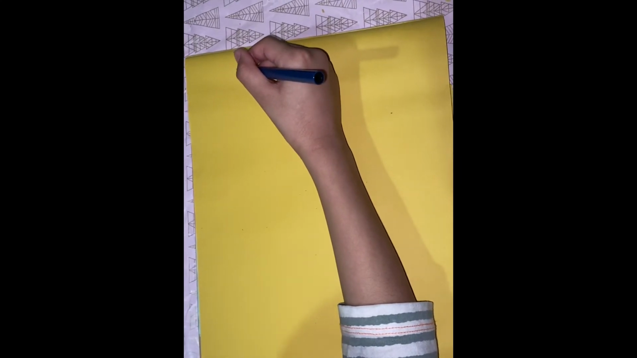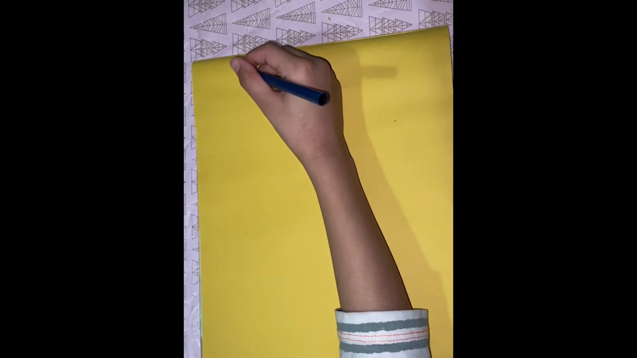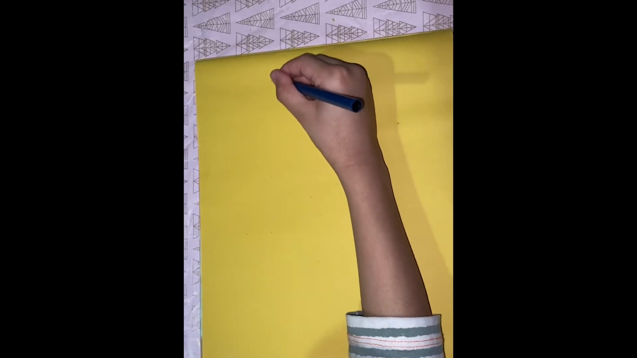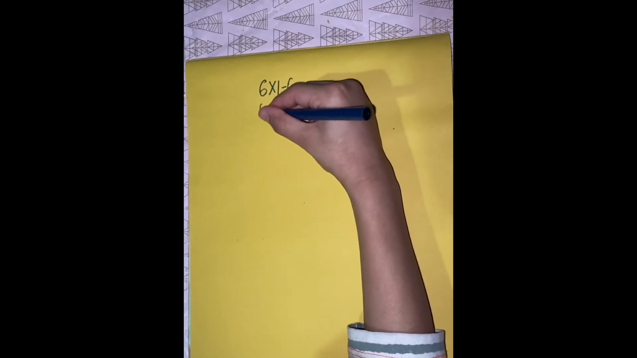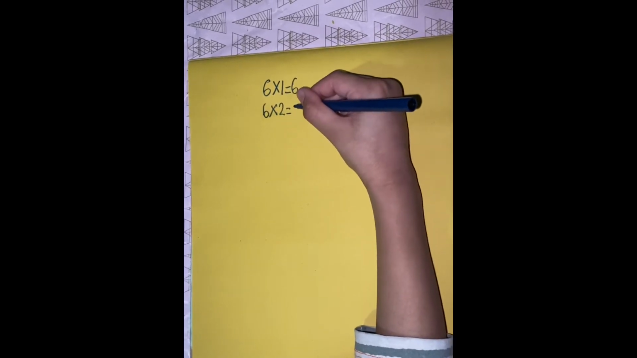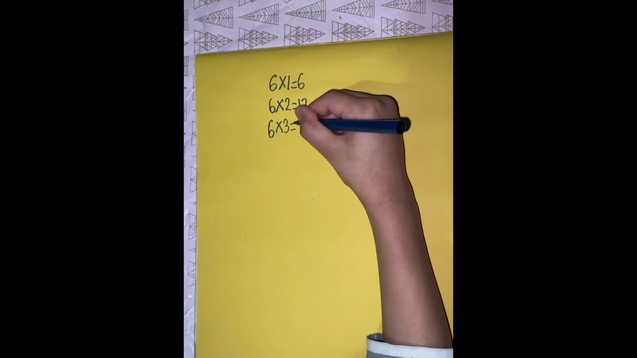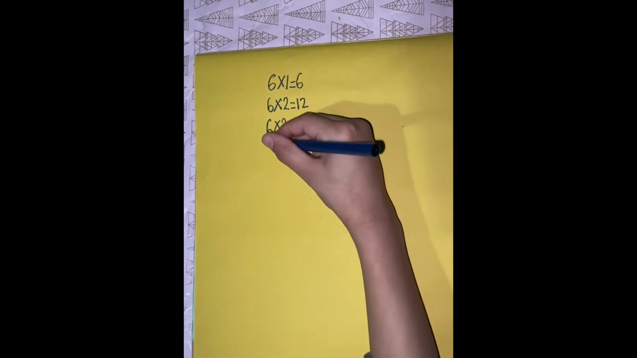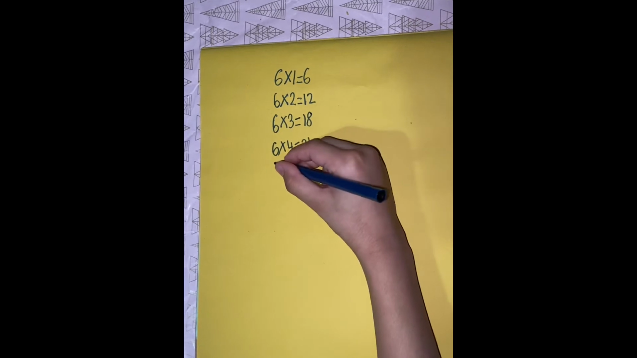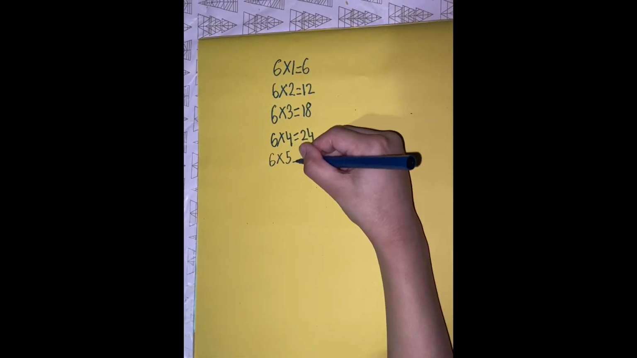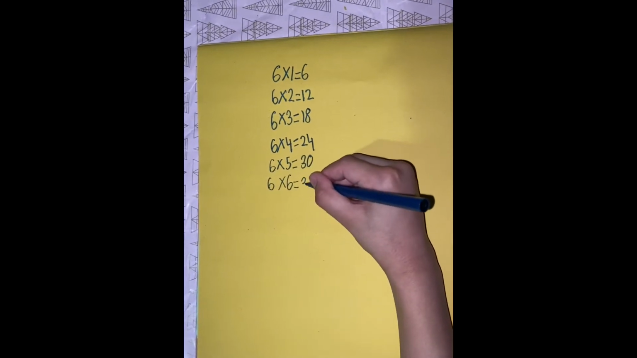Hello everybody, this topic is going to be about 6 to 10. So let's do the 6 timetables first. 6 times 1 equals 6. 6 times 2 equals 12. 6 times 3 equals 18. 6 times 4 equals 24. 6 times 5 equals 30. 6 times 6 equals 36.